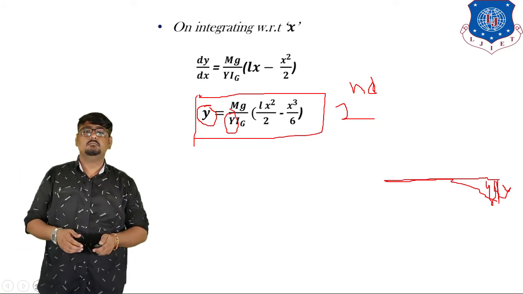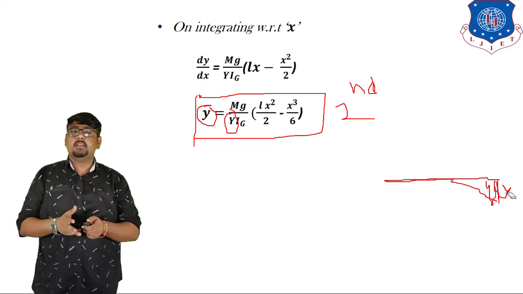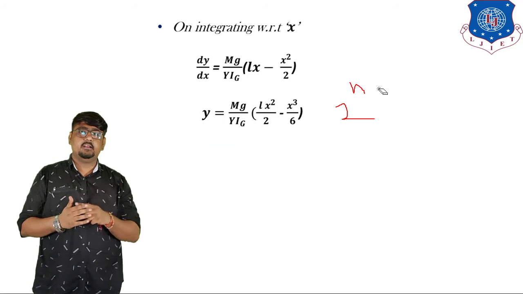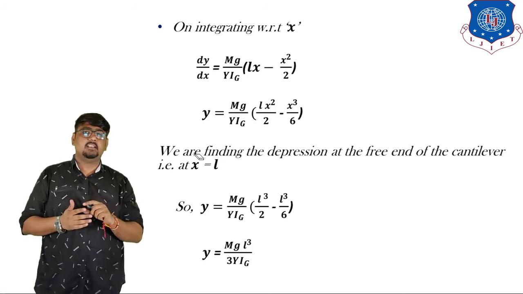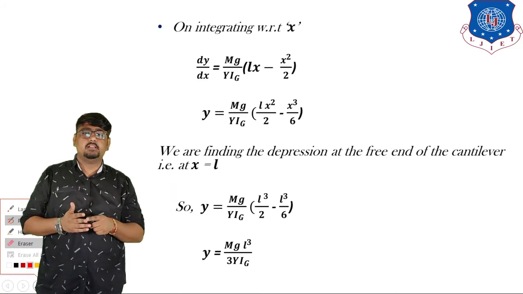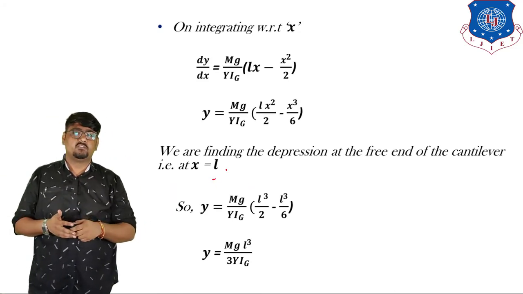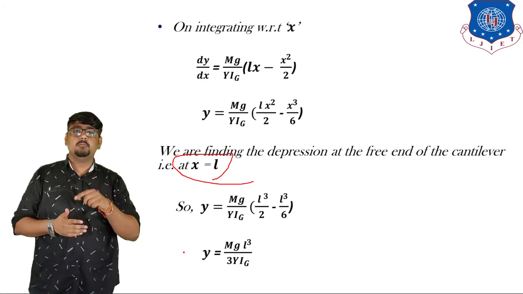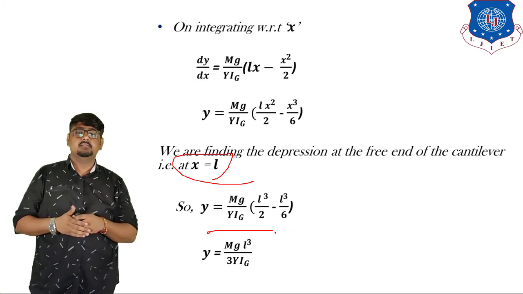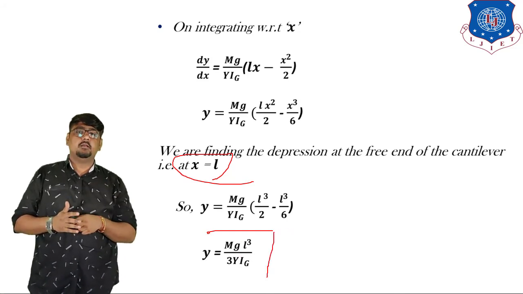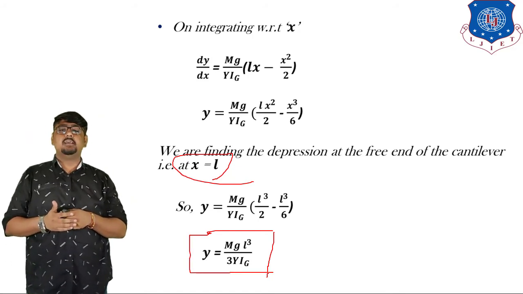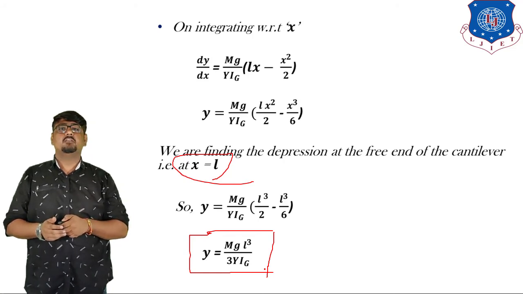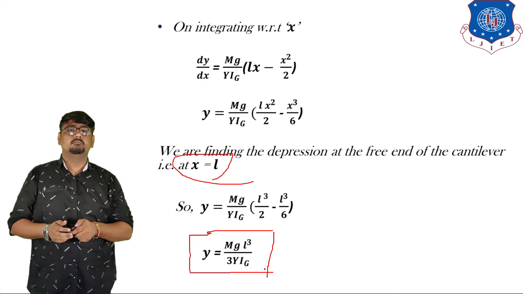We are finding the depression at the free end of the cantilever beam, that is x equals L. Whatever amount y there is at the end of the beam, at x equals L, placing this value in the above equation we get y equals mg upon Y Ig in bracket (L cube by 2 minus L cube by 6). On taking the LCM, we get y equals mg L cube by 3 Y Ig. That is the equation of depression of a cantilever beam.